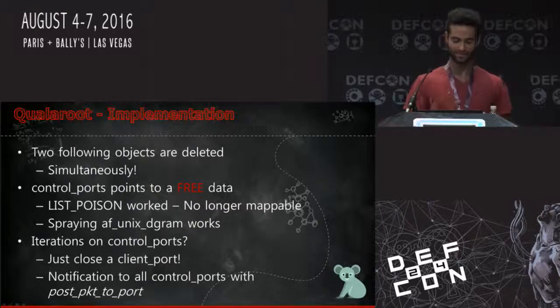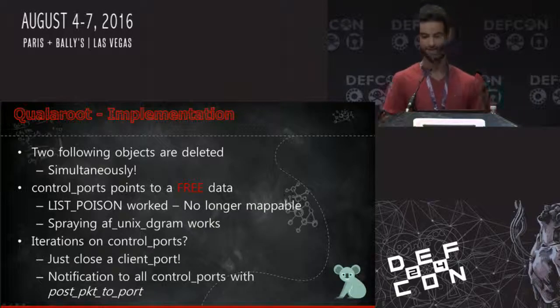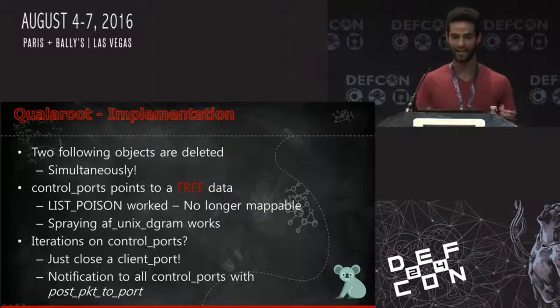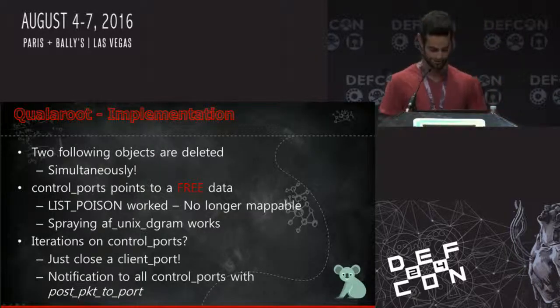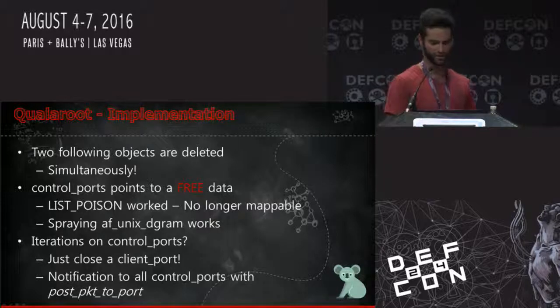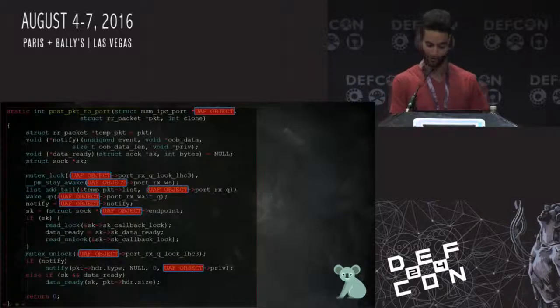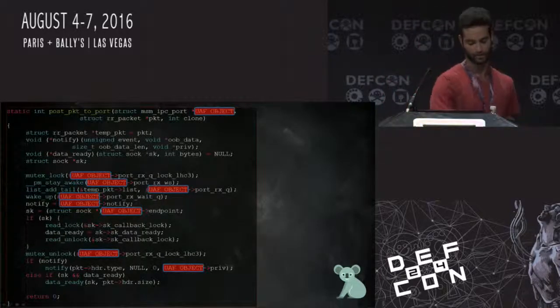Now, since this is the list of the control ports, once we fake an object there, we want the list to be used. So we just create or destroy any endpoint in this address family. And each time we do that, all the objects on this list must be notified about that. So the notifying function is post packet to port. So each object in the control ports list is transferred to the post packet to port function. So that's the function. We're not going to go through all of it.